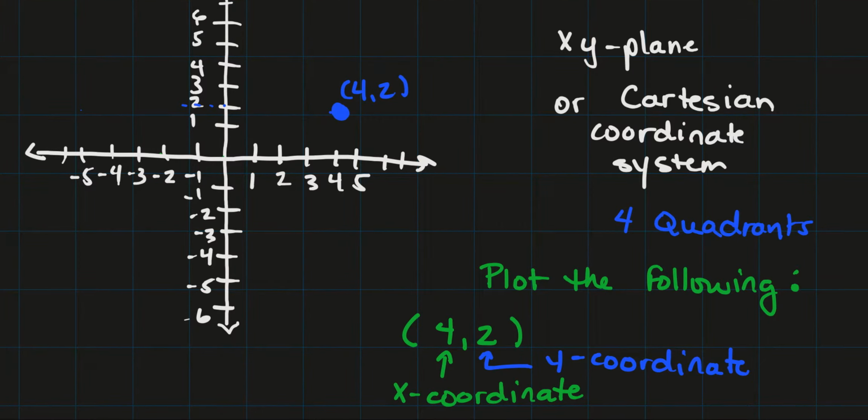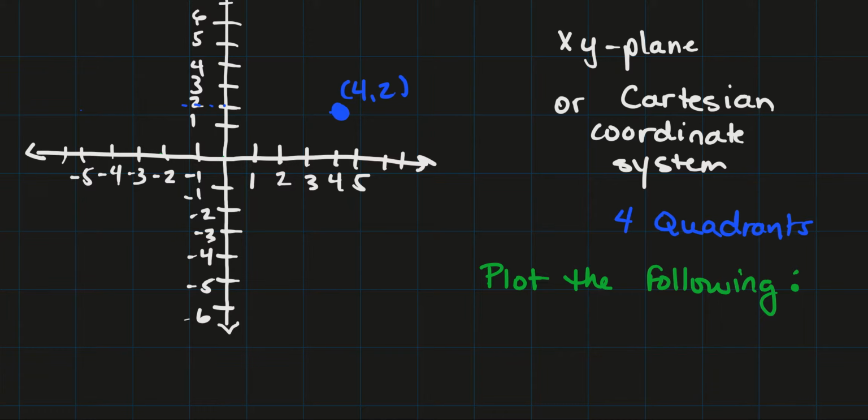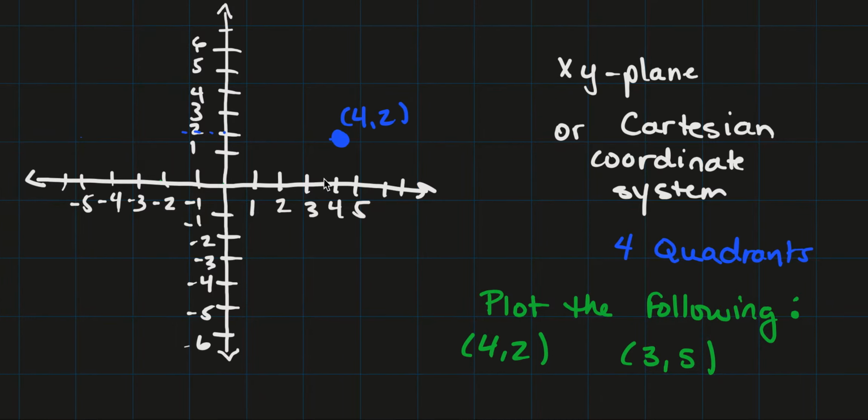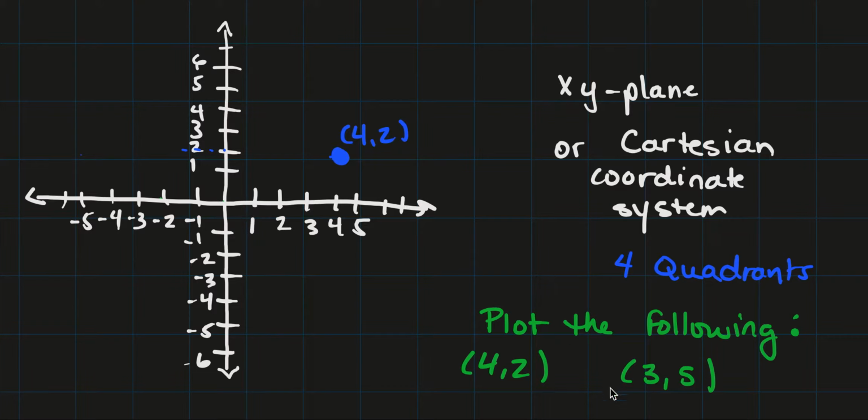Let's do another one. Let's plot the point 3, 5. We start with the number 3, which is here. Find the number 5, and we draw lines and see where they cross, and you can see they would cross right here. So 3, 5.